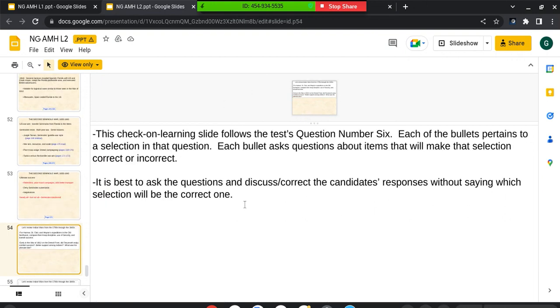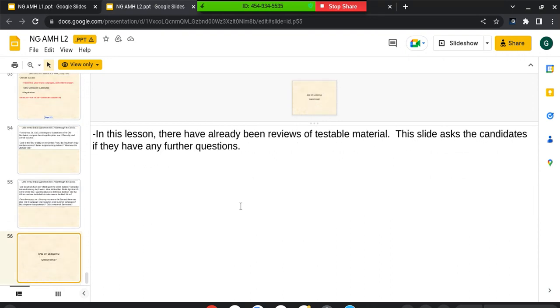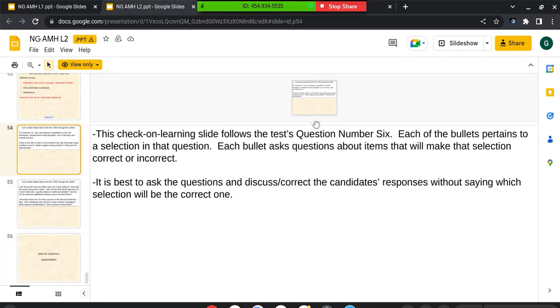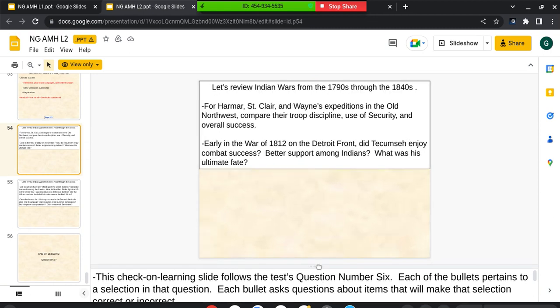Alright, now we finally have a check on learning to sum all this up, and we'll go over the questions that they ask here. Fort Harmer, St. Clair, and Wayne's expeditions in the Old Northwest: compare their troop discipline, use of security, and overall success. Harmer and St. Clair had a poor expedition because their people were poorly trained, poorly disciplined, and for that reason, they had failures. However, Wayne's expedition in the Old Northwest was much more successful because their troops were better trained and better disciplined, and they had a better use of security.